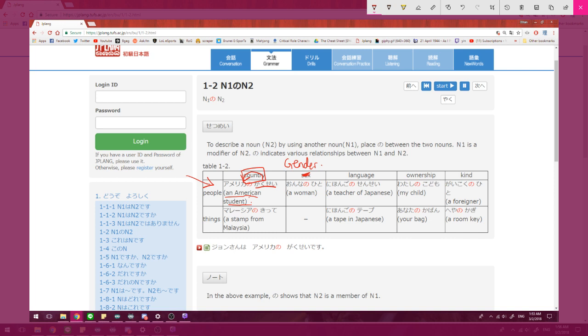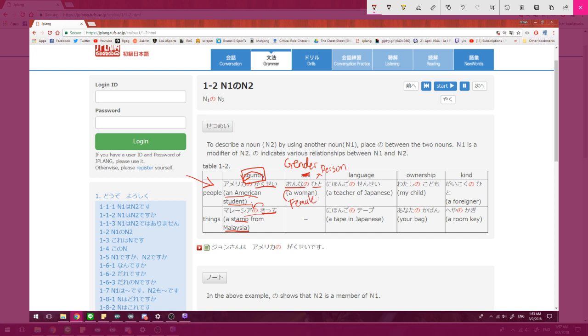So you see here it says Malaysia no kite. So this is Malaysia. Kite means stamp. So Malaysia no kite, with no meaning possessive. The stamp belongs to Malaysia, so it is a Malaysia stamp. All right. So that's how this possessive particle works. So hito is a person, and then onna is female.